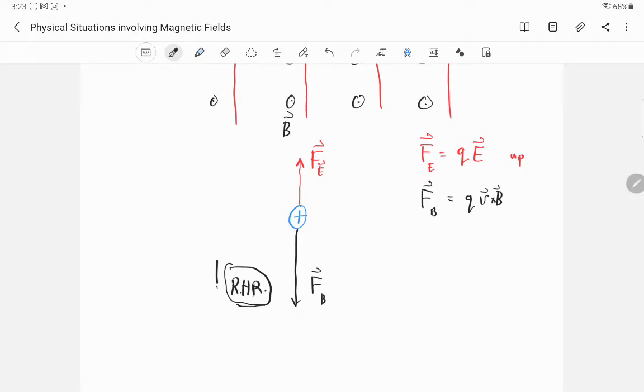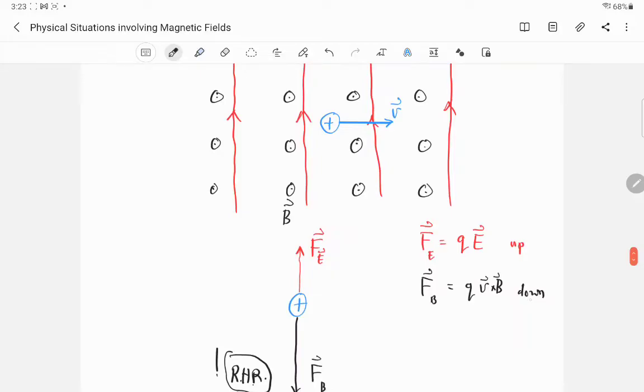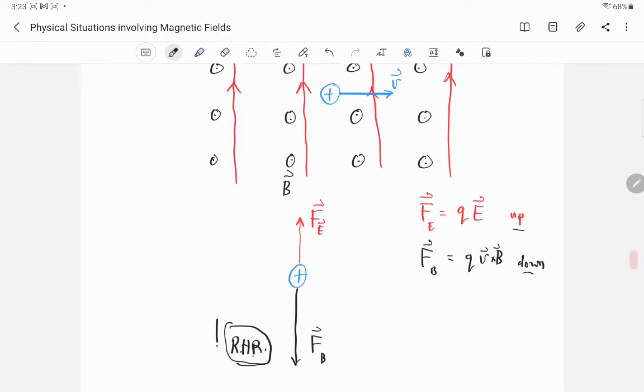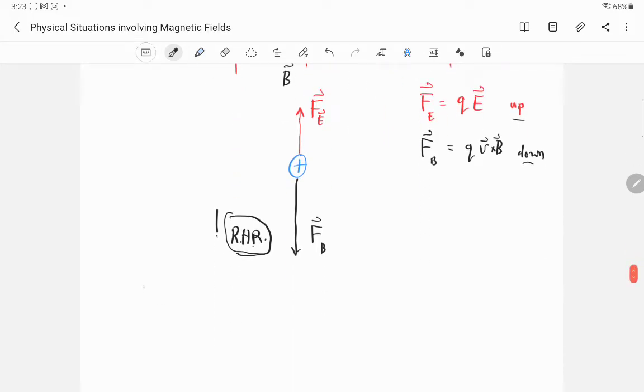So it turns out that after using the right-hand rule, you can say that in this case, our positively charged particle moving towards the right is going to feel a downwards magnetic force. So you can see that they're opposite directions. And so, for a very specific velocity, the electric and magnetic forces cancel.